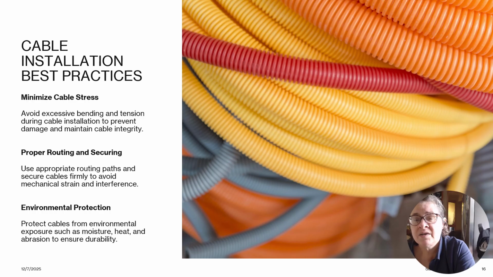Installation must minimize bending, tension, and environmental exposure to prevent damage. Proper routing, securing, and protection techniques ensure long-term performance.